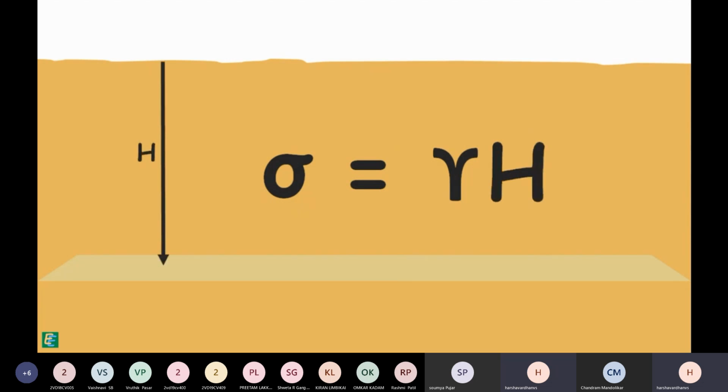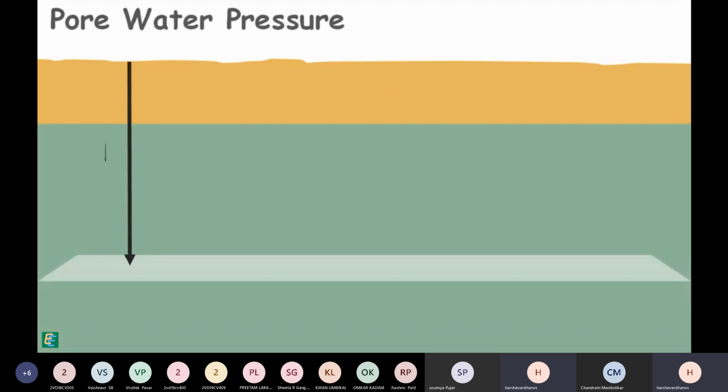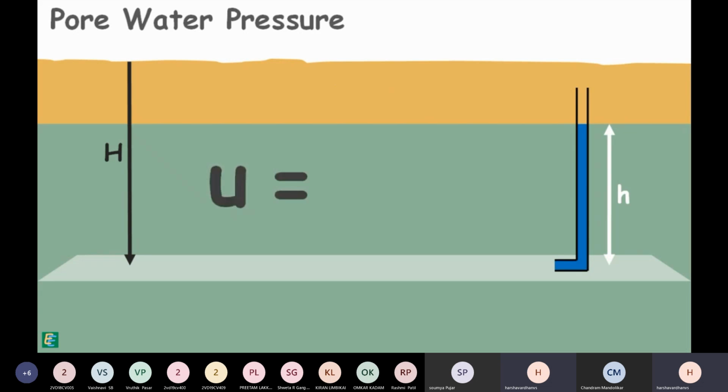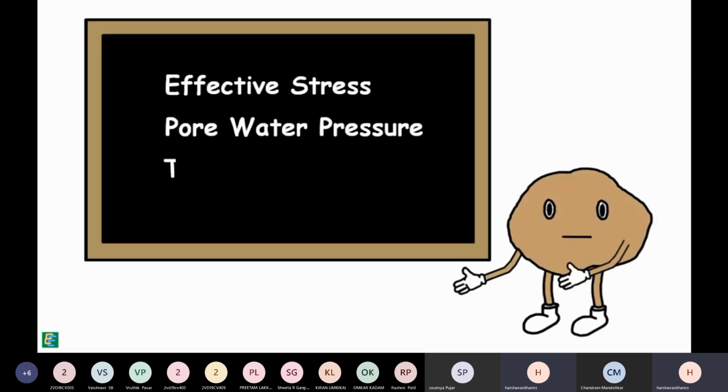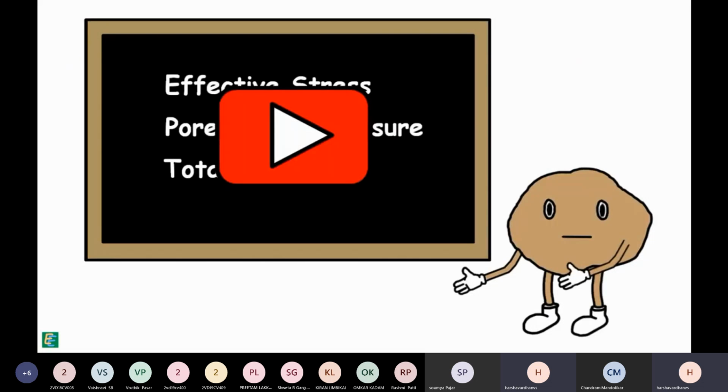So, we can directly write the stress under any material as the unit weight of material multiplied by the height of the material above that point. Pore water pressure at any depth in the soil can be measured by inserting a standpipe at that point and observing the height of the rise of water in the column. Pore water pressure will be the unit weight of water multiplied by the height of the water column. We have already discussed all these in a previous video.